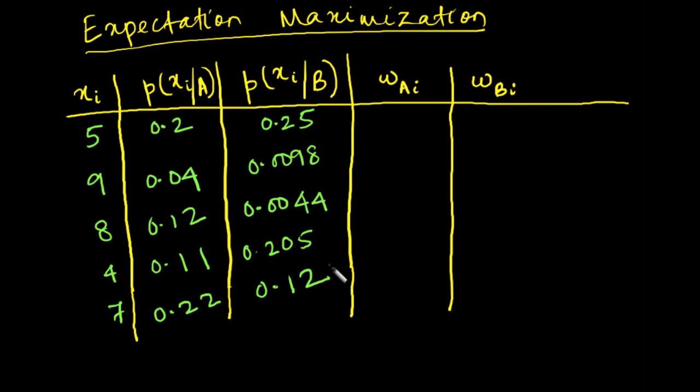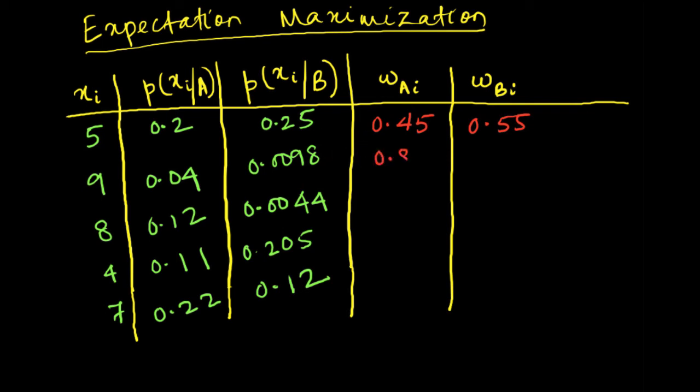So the weights are nothing but these probability values normalized with respect to these two values. So WAI will simply be 0.2 divided by 0.2 plus 0.25. So if you do that computation, what you will get is 0.45 and this will be 0.55. So the sum of these two weights is exactly equal to 1.